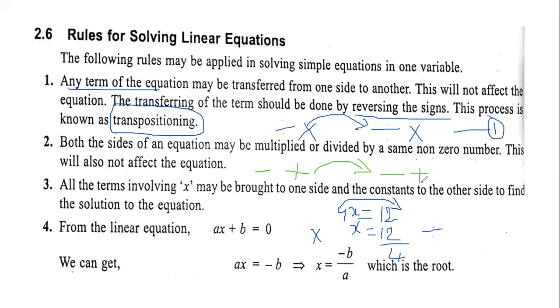Okay, so these are reversing the sign, and the process of reversing the sign is called transpositioning. The method we use of reversing the signs from one side to another is called transpositioning. So that is one of the rules. Next rule, let us see. First, did you all understand rule number 1?